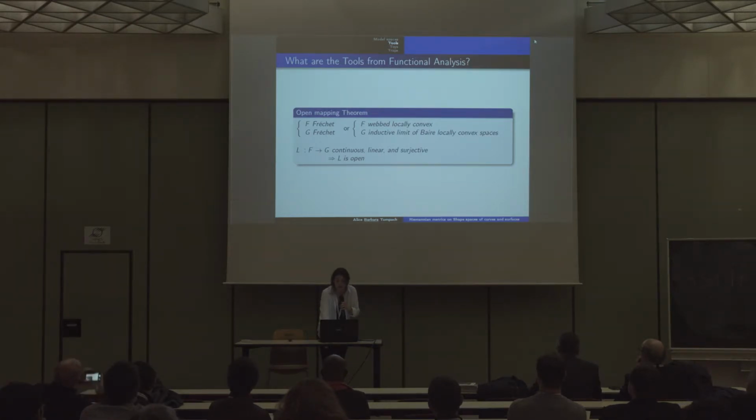The third ingredient from functional analysis is the open mapping theorem, which is valid in the Fréchet setting or in a more general setting with webbed locally convex spaces, but I don't want to enter this. So the theorem says that if you have a continuous linear and surjective map from, let's say, two Fréchet spaces, then it is open. And in particular, if it's a bijection, then its inverse is also continuous.